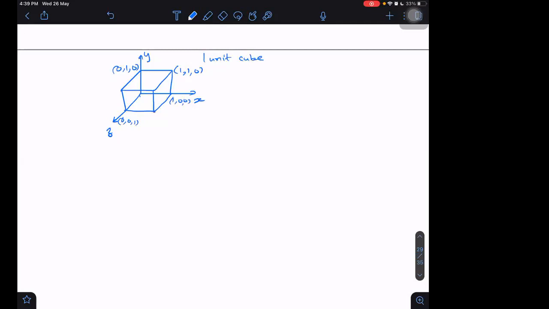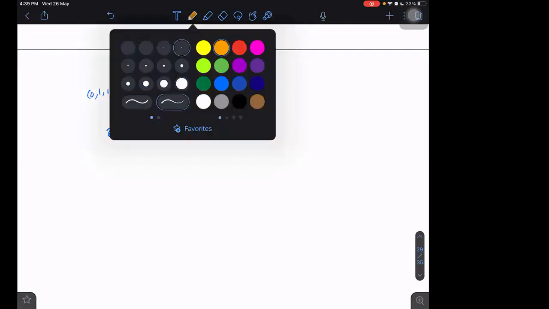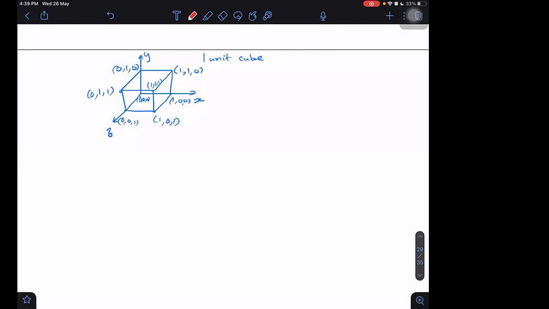You know how to write these coordinates? This is in the XZ plane, so x will be 1, z will be 1, and y will be 0. This is in the YZ plane, so y and z will be 1 and x will be 0. What about this corner 1, 1, 1 and this origin 0, 0, 0. I think I have represented all the points. Now I will name these.